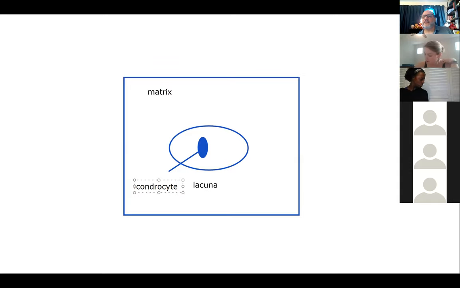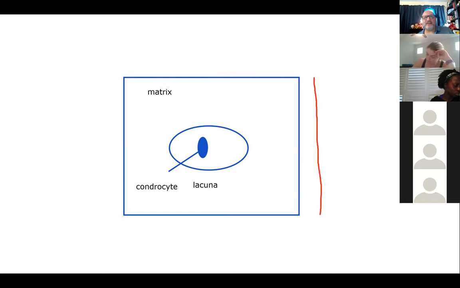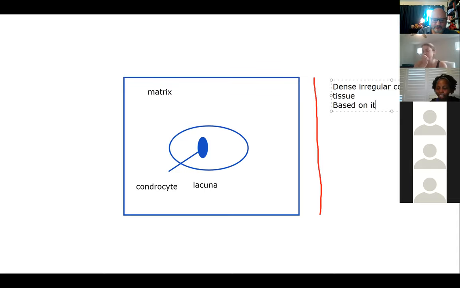Mesenchymal. So yeah, let me, we can do that too. I will cheat by just putting it on one side right here. So here is my dense irregular connective tissue. Now again, we know it wraps around the entire cartilage, but I'm just showing it on one side. That, based on its location, we call a perichondrium. It's peri, around, chondrium, cartilage. And underneath, it houses mesenchymal stem cells.